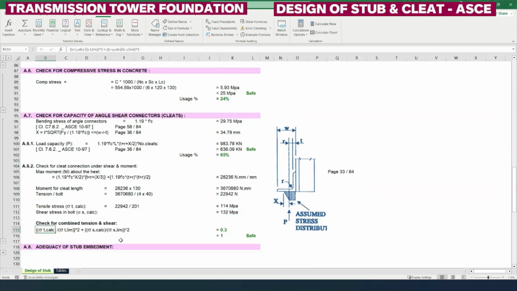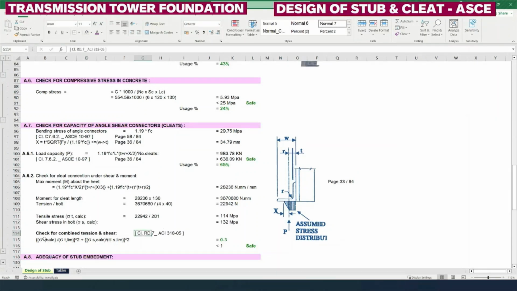Now we need to apply the combined check for tension and shear. So this is the equation: the square root of (tension stress calculated divided by tension limit stress) squared plus (shear stress calculated divided by limiting shear stress) squared. That should not be greater than 1. This value is now 0.3, which is less than 1, and safe.